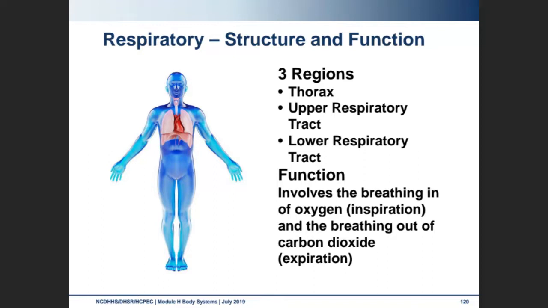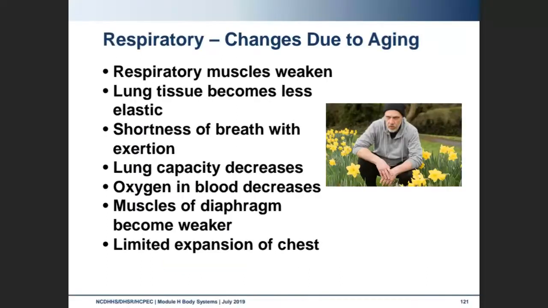exhalation. As we age, just like every other system in our body, there are some changes that happen. Our respiratory muscles tend to weaken. This includes the muscles of the diaphragm. Our lung tissue gradually becomes less elastic. Our lung capacity decreases. And we have limited expansion of the chest due to changes in posture. As we age, we tend to become a little more stooped sometimes, and so we don't have that full expansion that we might have had when we were younger.